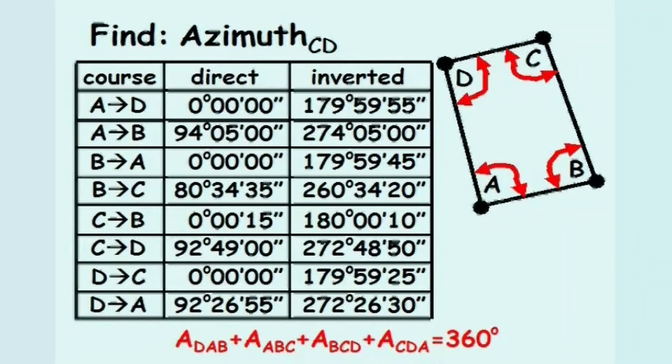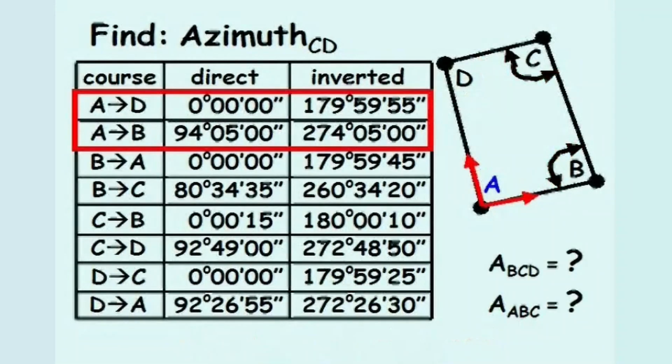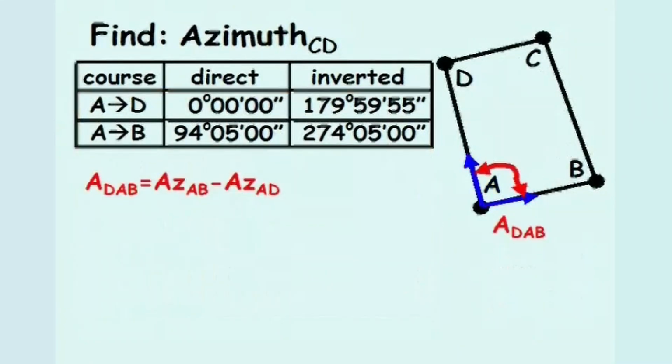Beginning with the first two measurements, courses AD and AB, the measurement of angle DAB will equal the azimuth of course AB minus the azimuth of course AD. Keep in mind, for these measurements, 0 degrees refers to the general direction of the first course measured. It is not necessarily aligned with true north.